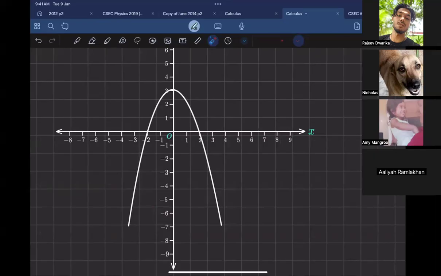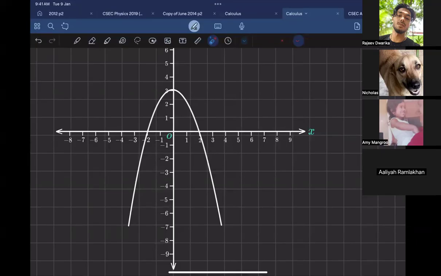So the gradient of a curve changes throughout. We could agree on that. It's not the same. Tell me if you agree with that. Yeah. Aliyah, can you agree with that? Yeah. So can you use y2 minus y1 over x2 minus x1 to find the gradient of a curve? No, because that's for a line. This is a curve.